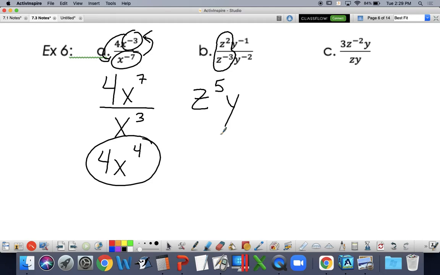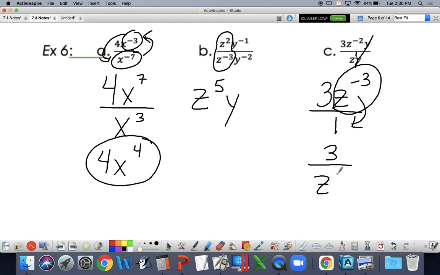Same thing over here. Well, right away I see I can really just cancel those y's out, right? If I have a y in my numerator and a y in my denominator, those cancel out. I get negative 2 minus 1. So I get 3z to the negative 3. And that's why I say sometimes when you run that division rule, you might have that extra step of then moving the thing with the negative exponent down to the denominator. So I get 3 over z cubed.